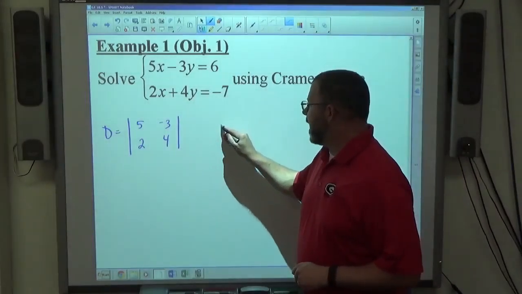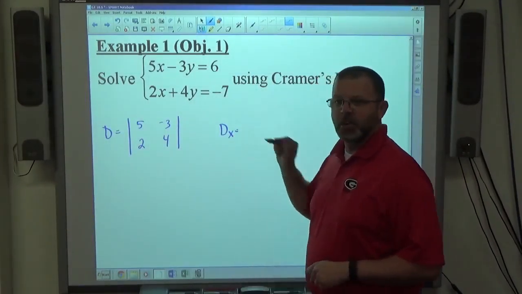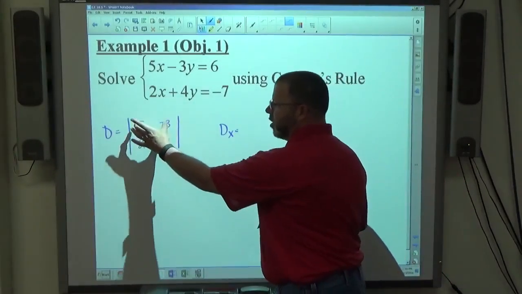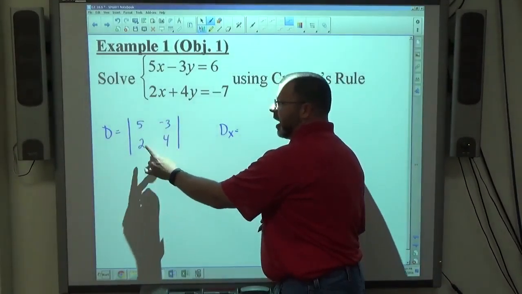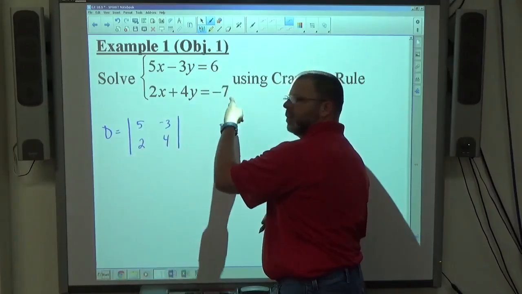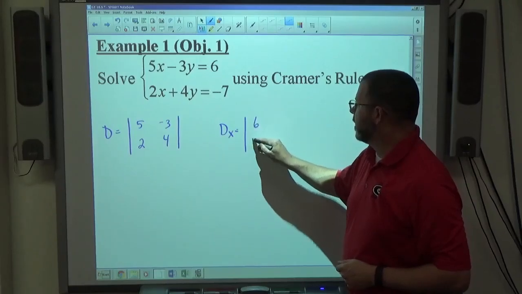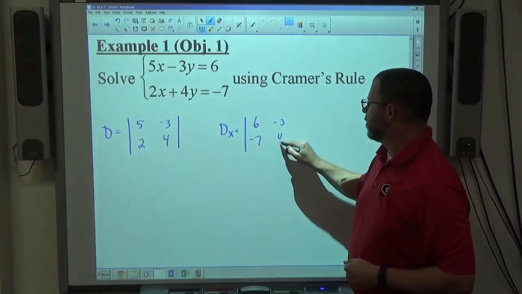And then I want to create an x determinant. The x determinant is going to help us find x. To create it, I take the coefficient determinant I've already created, and I replace the x column with the numbers over here on this side. So the 5, 2 becomes 6, negative 7, and the negative 3, 4 stays the same.